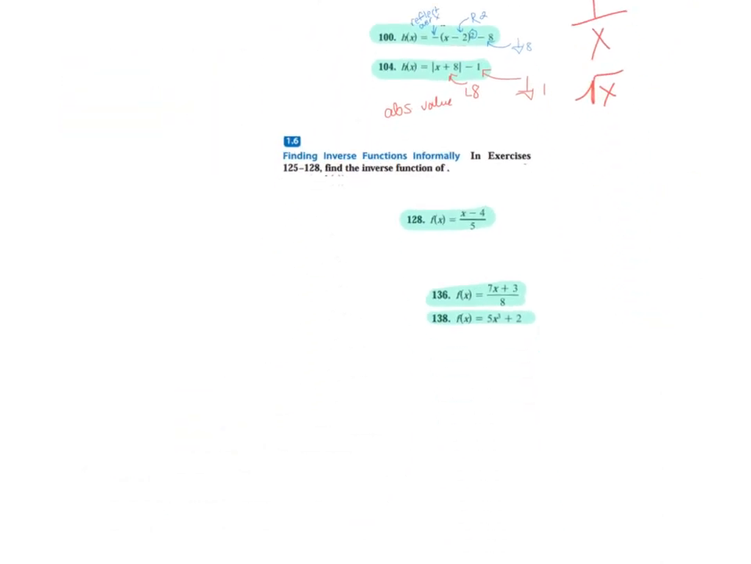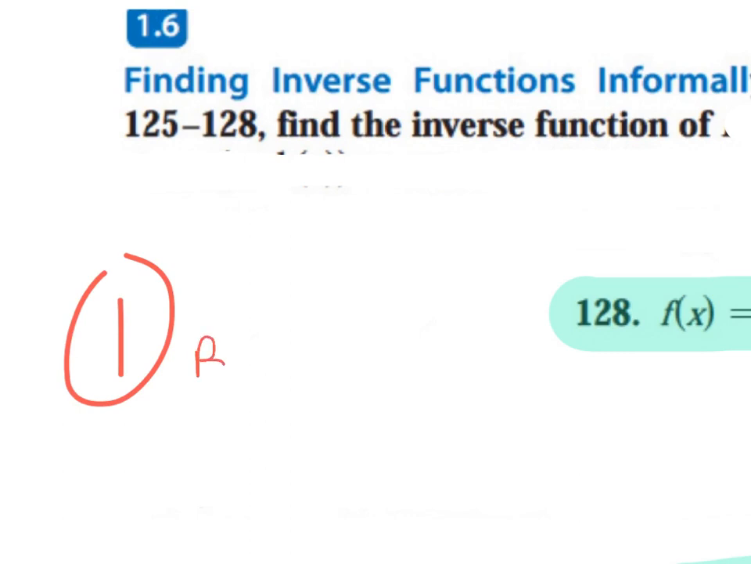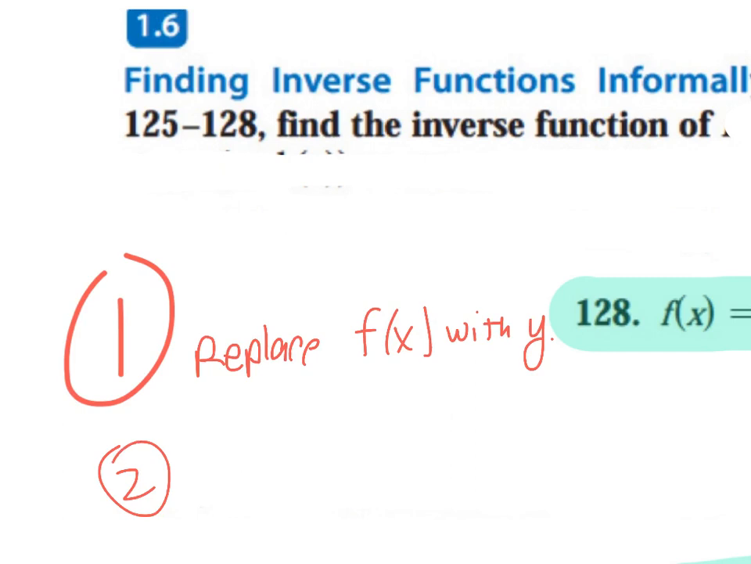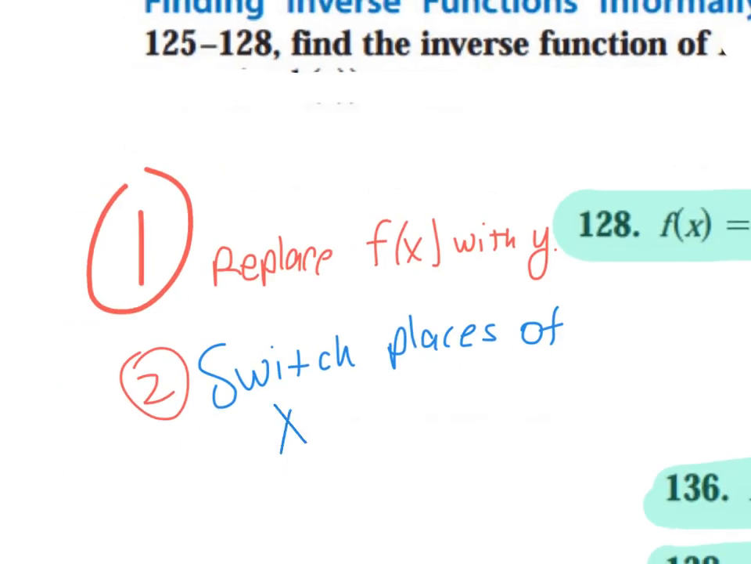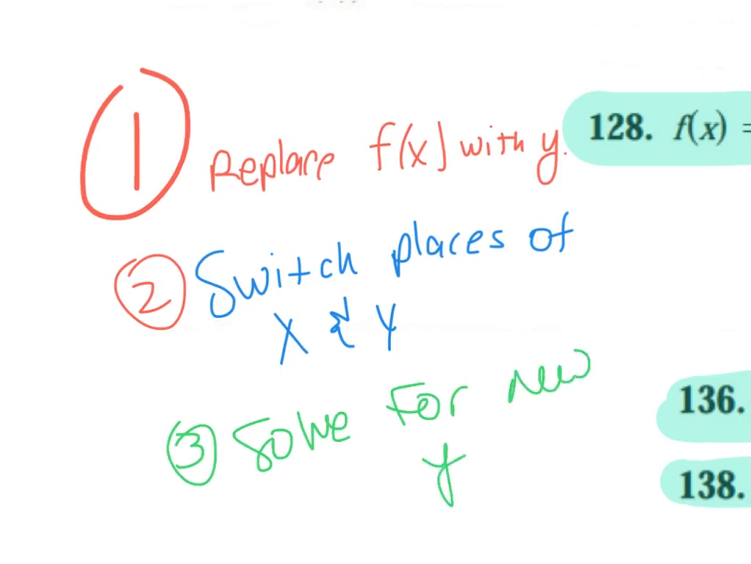All right, how do we find inverses? Last thing, then we're done. Let's write down our rules. Number 1, replace f of x with what letter? Y, good. Number 2, switch the places of x and y. Number 3, solve for the new y.